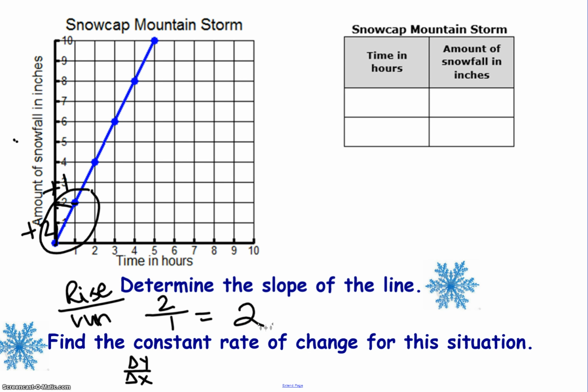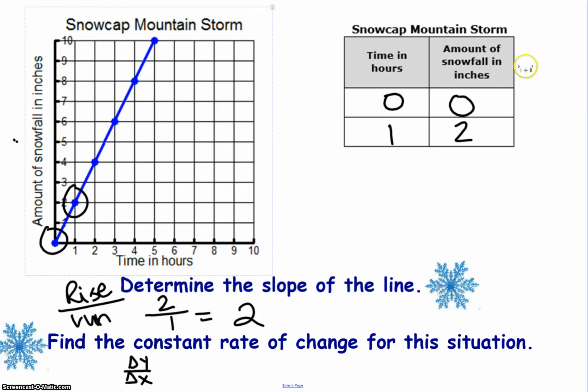To find the rate of change, we need to go ahead and fill out the table. So I'm going to use 0, 0, and I'm going to use 1, 2. And I got these points from this point, which is 0, 0, and this point, which is 1. You travel 1 and then up 2.